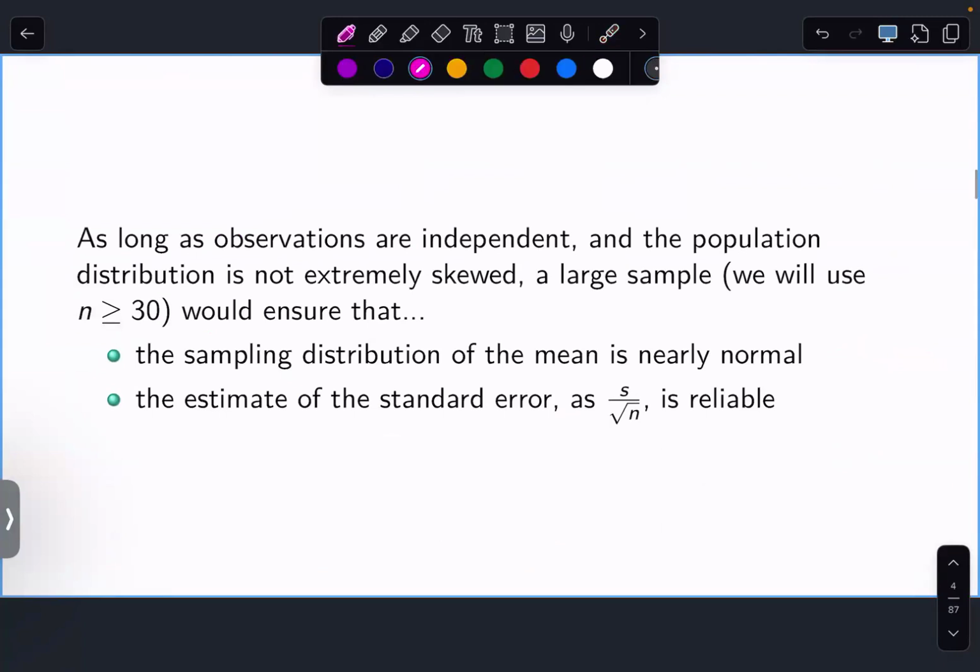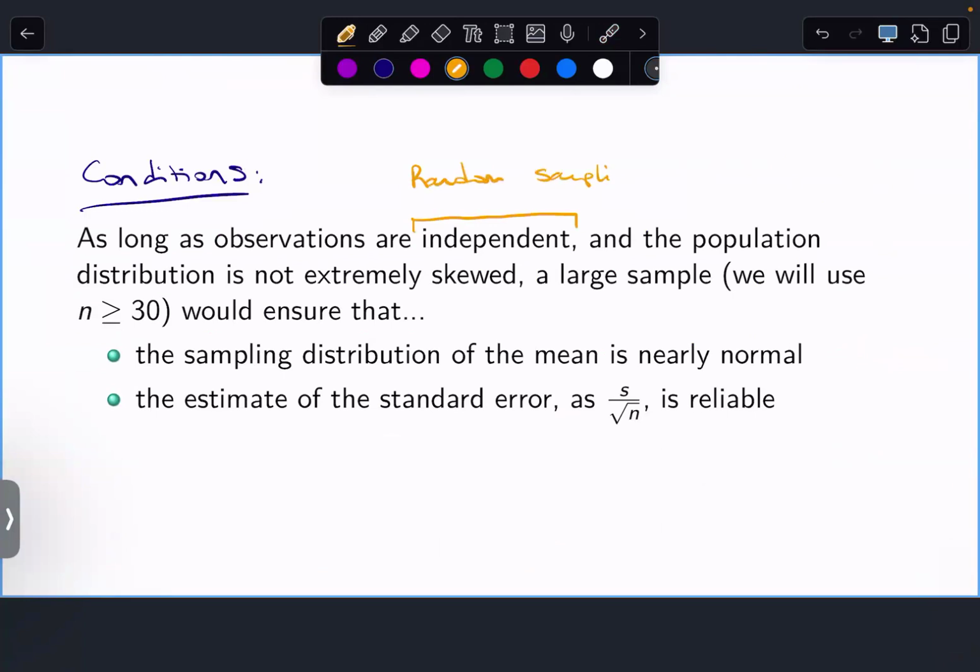Okay. In terms of our conditions, we have to make sure the observations are independent. We can do that again just by random sampling. And as long as the population is not extremely skewed, even though as long as you have a large enough sample, you can even draw from a skewed distribution and analyze the means still. But then you would need to increase your sample size. As long as it's not extremely skewed, a large sample, we're going to use a sample size larger than 30, would ensure that the sampling distribution is nearly normal, and S over root n is a reliable estimate of the standard error.